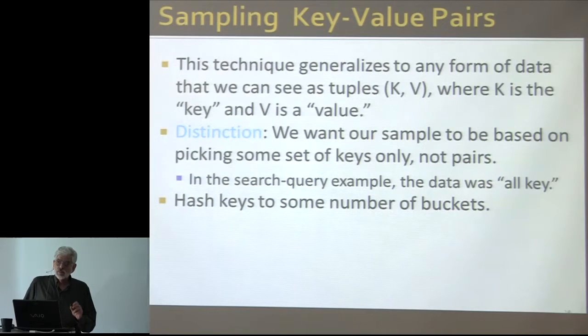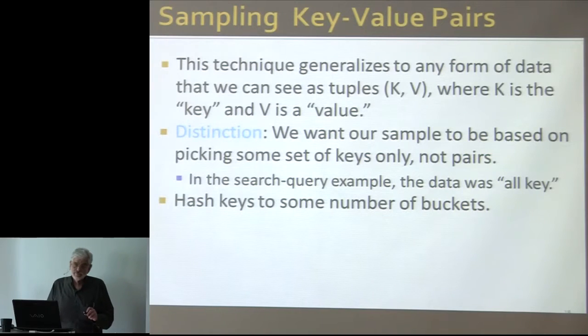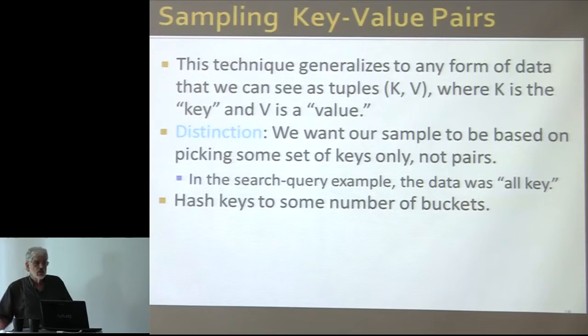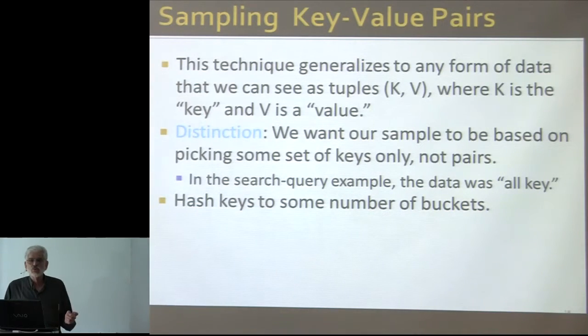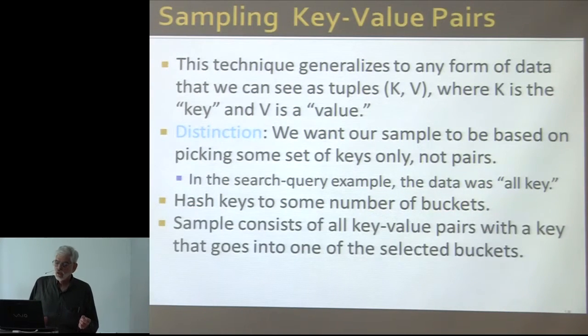But the point is, you can hash the keys to buckets. You choose as your sample those keys that hash to the chosen bucket or one of the chosen buckets. And what this gives you is a sample in which either all or none of the elements that have a particular key value will appear in the sample.